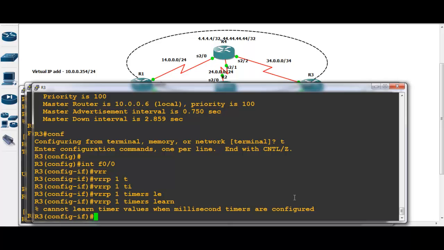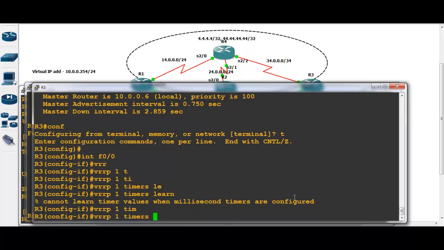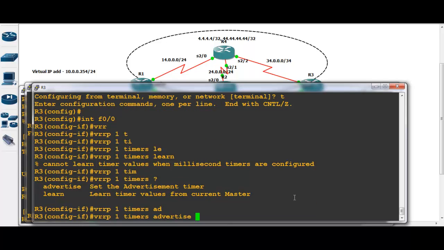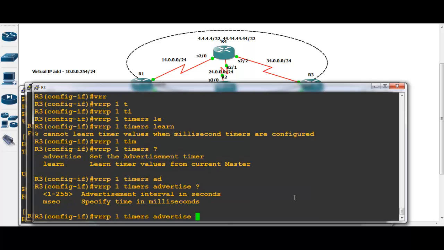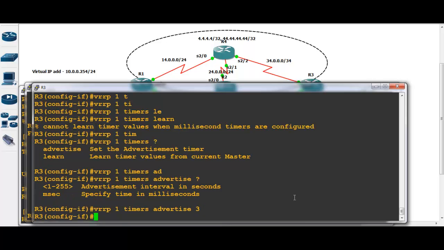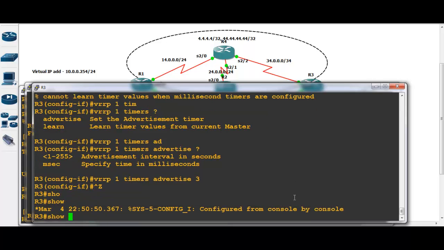So let us change some timer. So here I'll make it timer advertise, maybe every 3 seconds you advertise. So I changed it, the default is 1. I changed to a bigger number. Show VRRP.